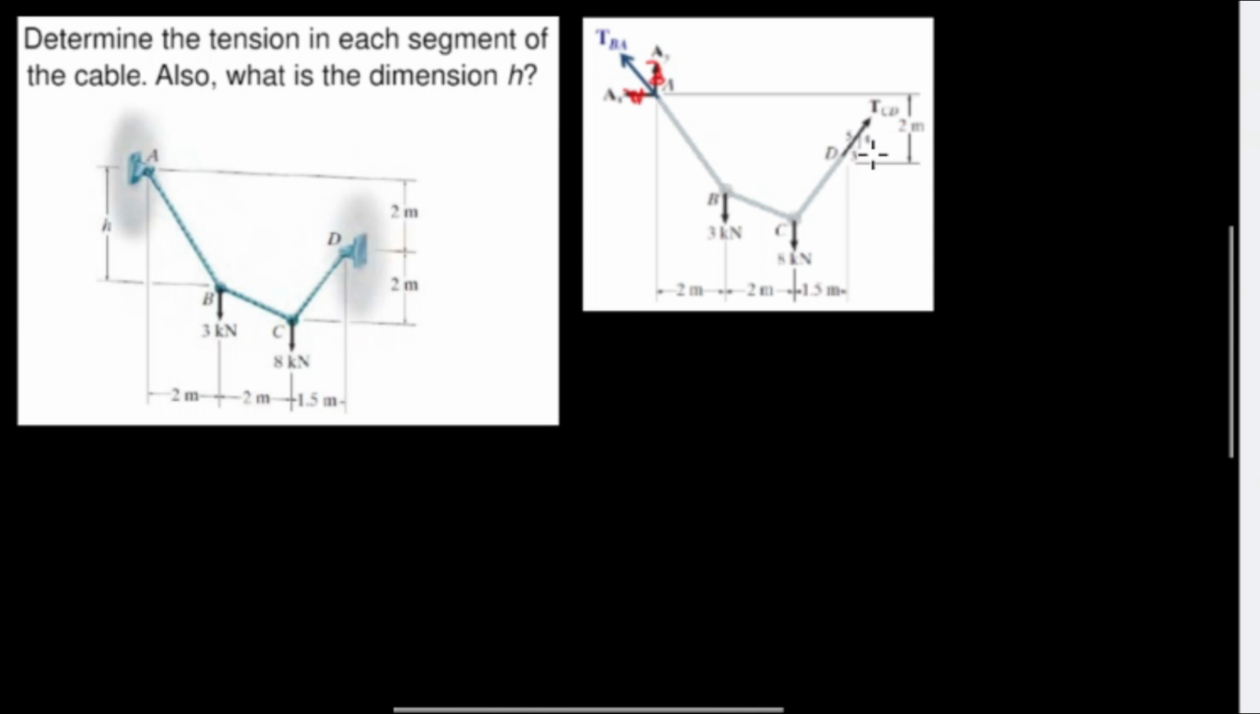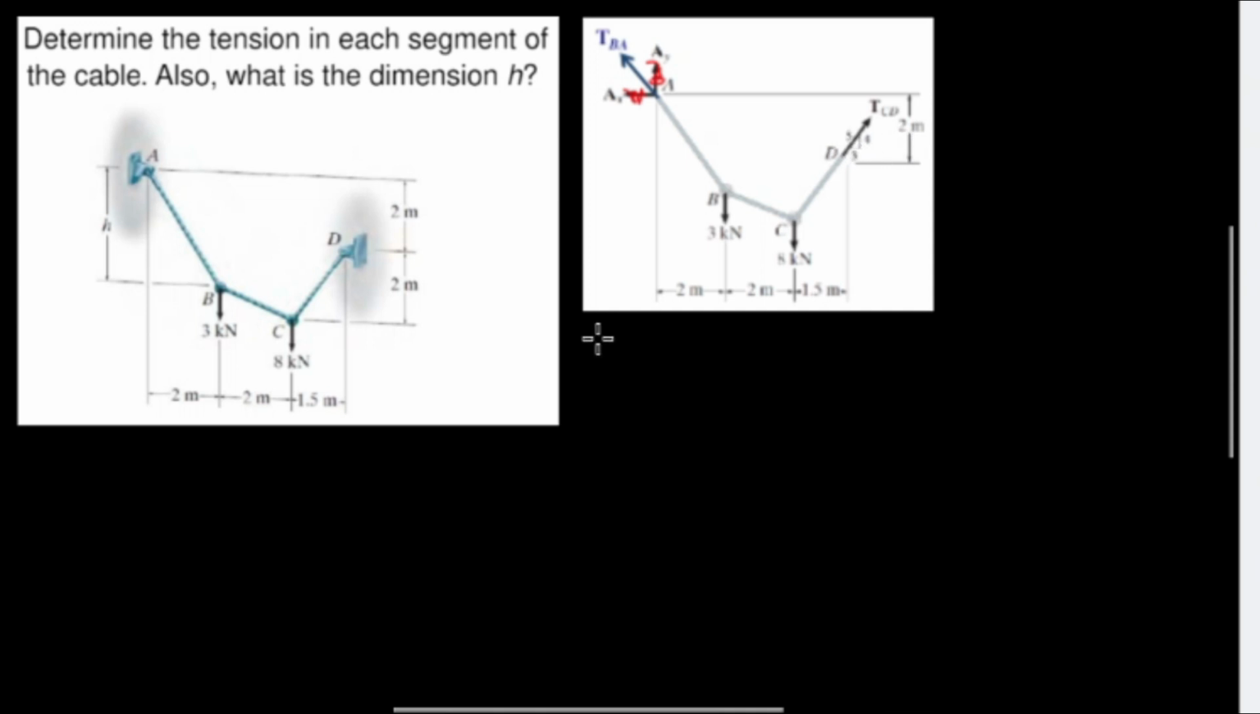And we have the ratio of the distances of CD: the horizontal distance, which is 1.5 meters, and the height, which is 2 meters. 1.5 times 2, that's 3. 2 meters times 2, that's 4. The square root of 4 squared plus 3 squared is equal to 5.